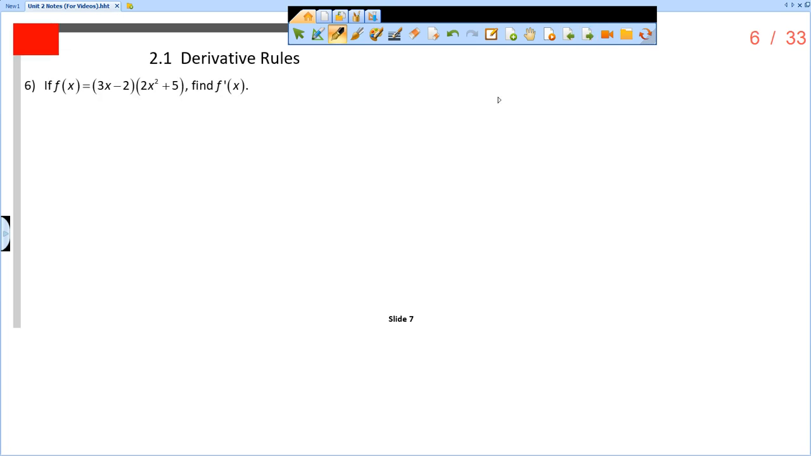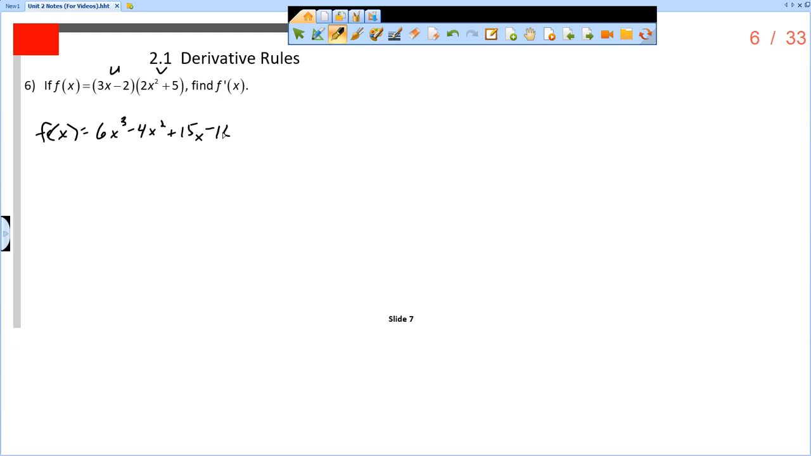All right, so slide 7, now kind of similar here. We've got two things here, so we could consider this a u times a v, and we could use the product rule, or we could just multiply it out. The first way I'm going to do this is multiply this out. So I've got 3x times 2x squared, so I get 6x cubed. Then I've got minus 4x squared, plus 15x, and then minus 10.